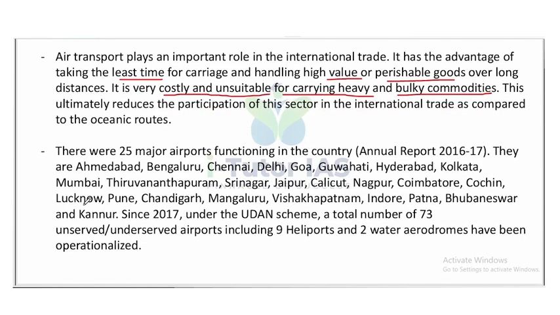There are 25 major airports functioning in the country. They are Ahmedabad, Bengaluru, Chennai, Delhi, Goa, Guwahati, Hyderabad, Kolkata, Mumbai, Thiruvananthapuram, Srinagar, Jaipur, Calicut, Nagpur, Coimbatore, Cochin, Lucknow, Pune, Chandigarh, Mangaluru, Visakhapatnam, Indore, Patna, Bhubaneswar and Kannur. Since 2017, under the UDAN scheme, a total of 73 unserved or underserved airports, including 9 heliports and 2 water aerodromes, have been operationalized.